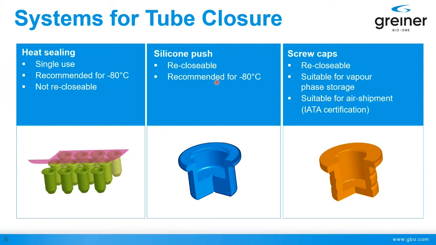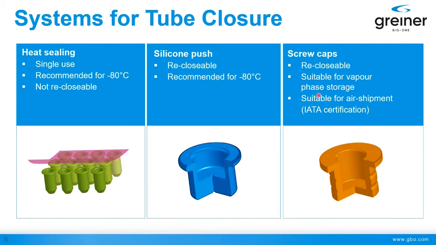In the center portion, we see silicone push caps. Silicone push caps are also a very commonly used solution for closing tubes. You can also find solutions for plates. They are like little silicone or rubber push caps you push into the top of the tube and they form a seal. They are reclosable and they can also be used down to -80 degrees Celsius. We did not make good experience with these solutions if users wanted to go further down and store in the vapor phase of liquid nitrogen.